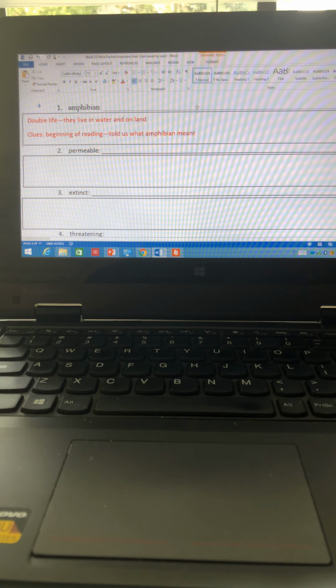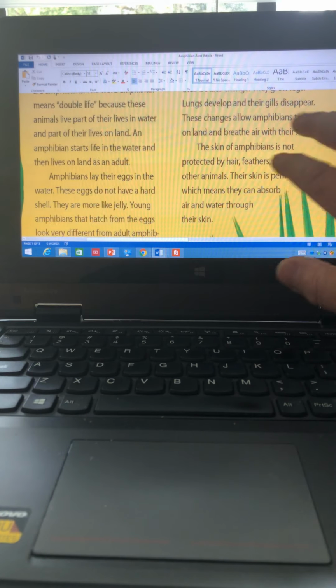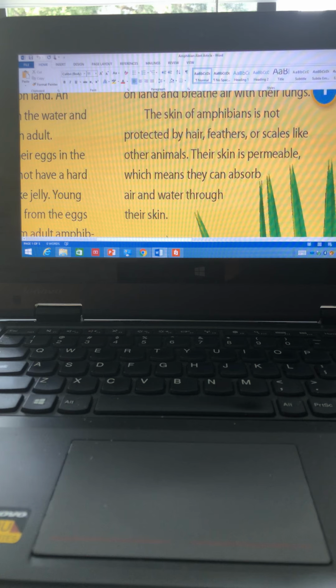Now we've got to look for the word permeable. We're looking at the word permeable. We also saw it right here at the beginning where it says, the skin of amphibians is not protected by hair, feathers, or scales like other animals. The skin is permeable, which means, and here's what we're looking for, what does it mean? They can absorb, or another word for absorb, soak in air and water through their skin.